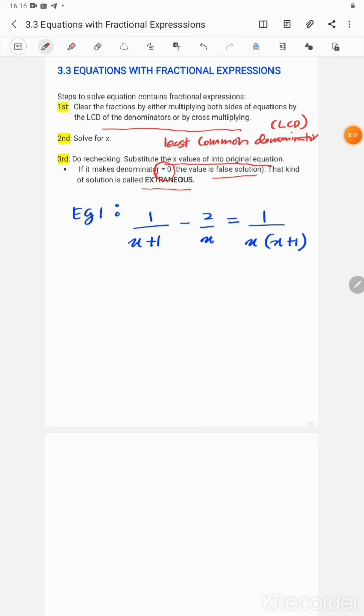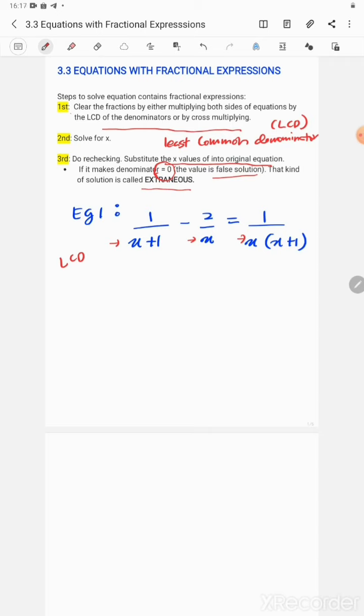Okay, for example 1, we have question 1 over x plus 1 minus 2 over x equal to 1 over x in bracket x plus 1. Okay, this is how we find LCD. Okay, apa dia LCD? LCD kita nak samakan dia punya semua ni denominator dia. Ini dengan ini dengan ini. Sekarang ni kita tengok satu-satu. We look for the first term ni dulu.